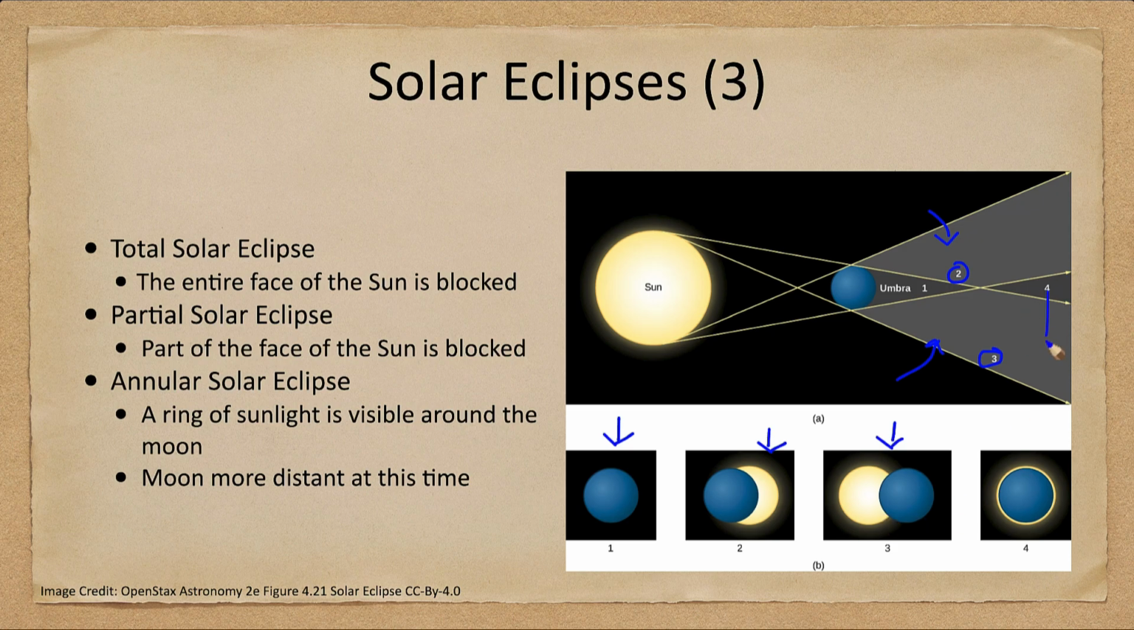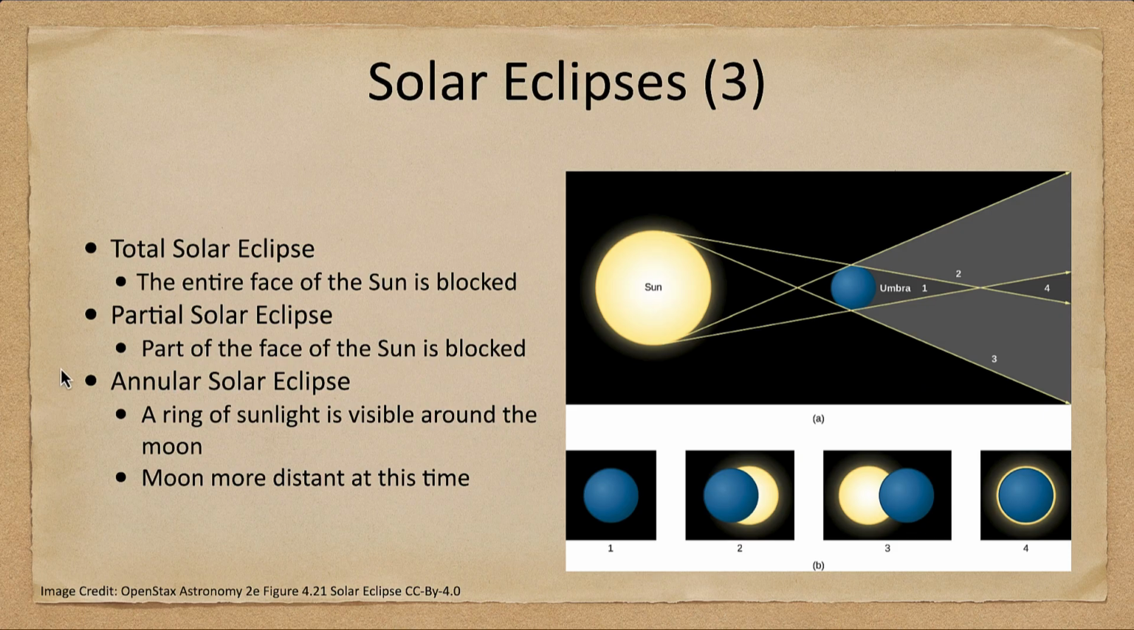And then position 4 here would give us the annular eclipse. At that point, the totality would end right here, and you would see then the ring of material. And the further you are out here, the bigger that ring would be.